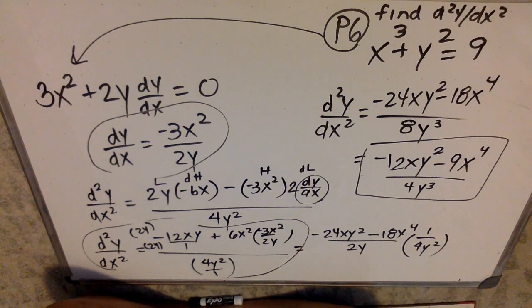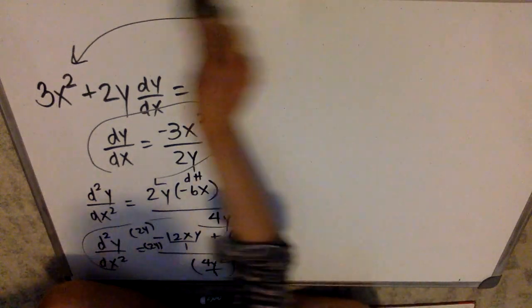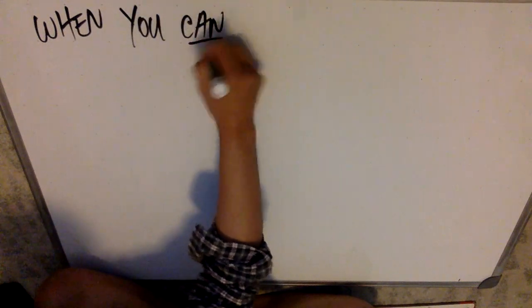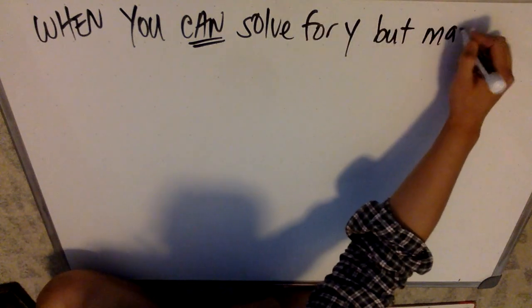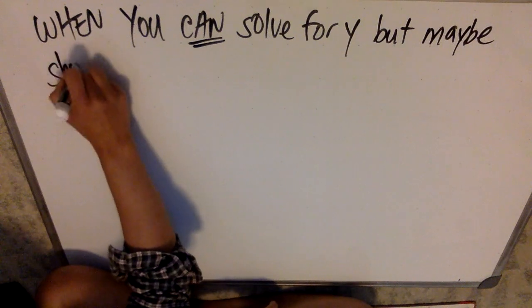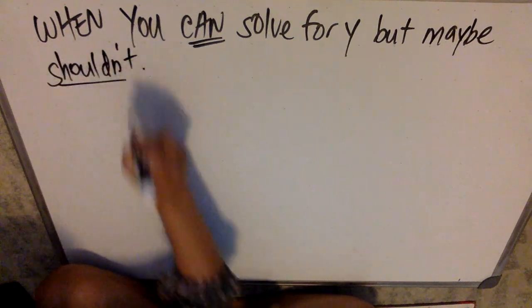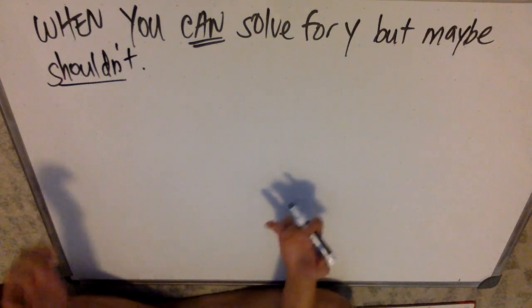Let's see if there's any tricky examples that we should do. Oh, actually, I do want to show you just an idea. Okay, so let's go back for a second to when you can solve for y, but maybe shouldn't. So sometimes you can solve an expression for y, but it's not easier.